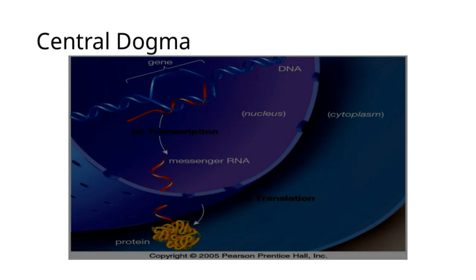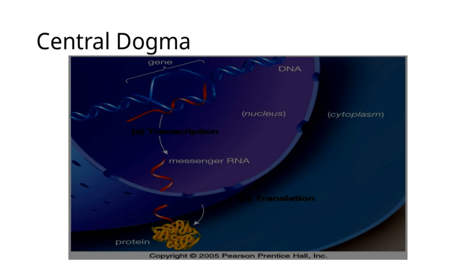Let's take a closer look at the central dogma of molecular biology. This concept is fundamental because it describes the flow of genetic information within a biological system. Essentially, it explains how the information stored in DNA is used to produce the proteins that are essential for life.